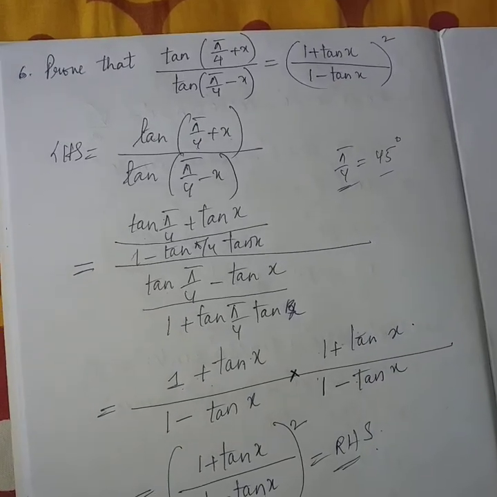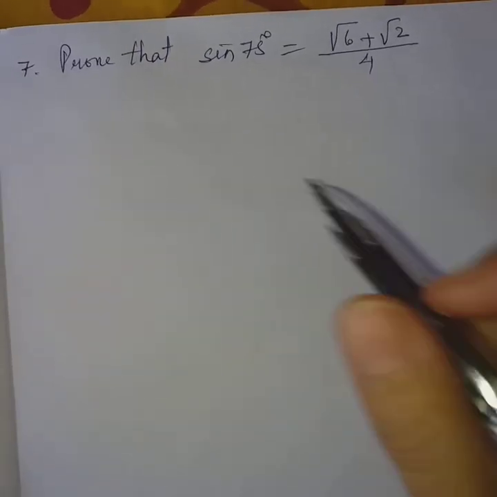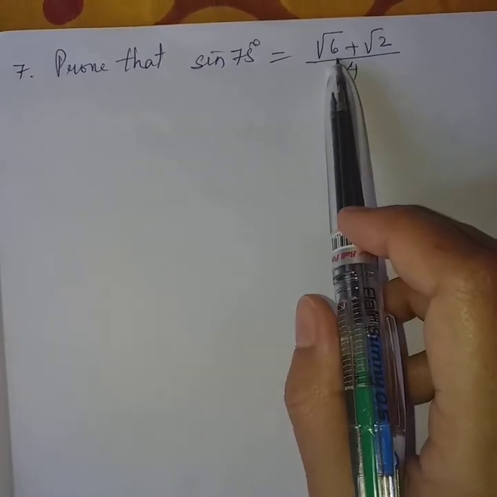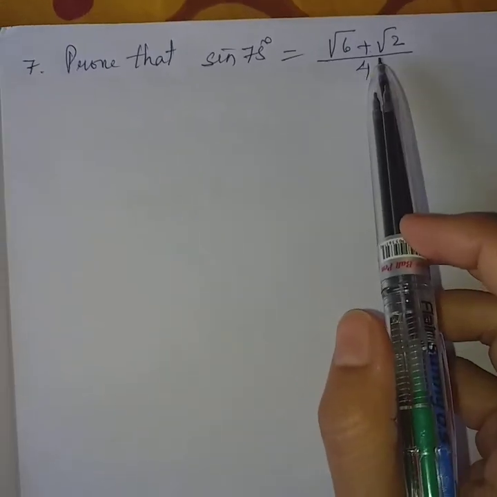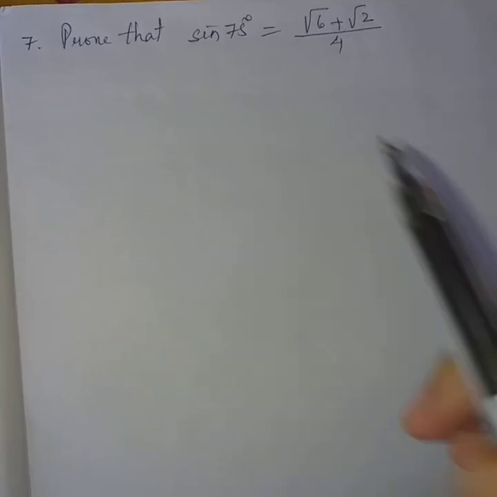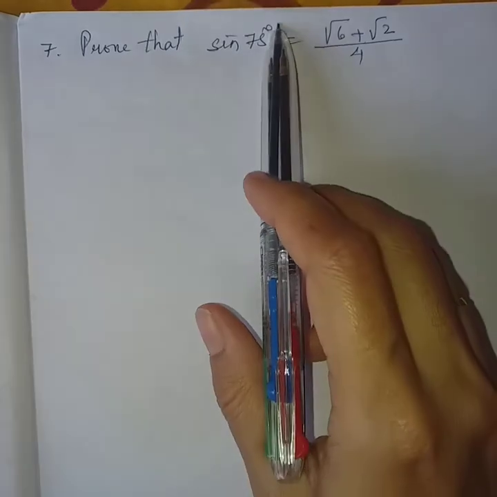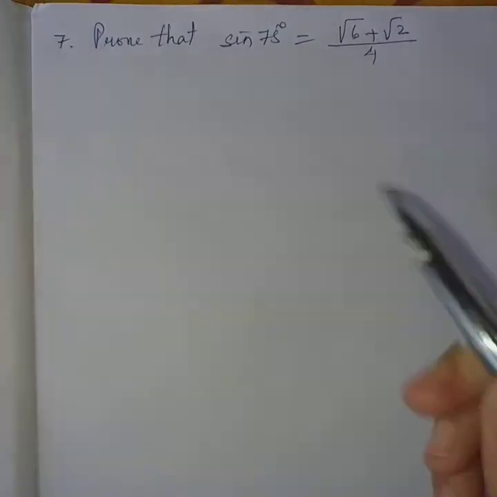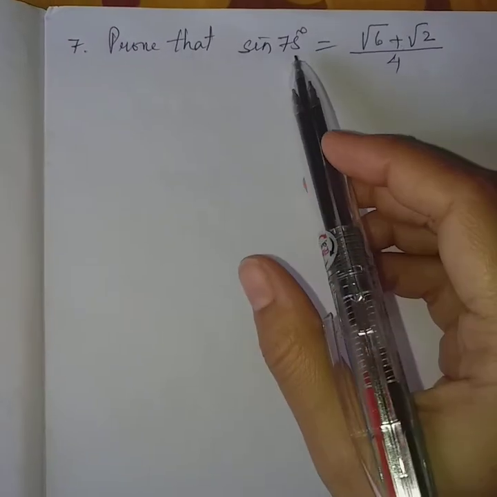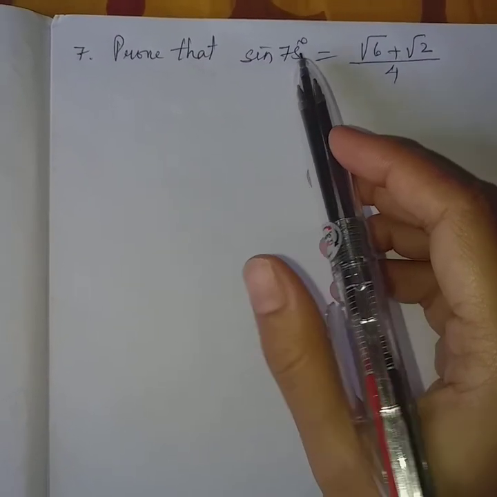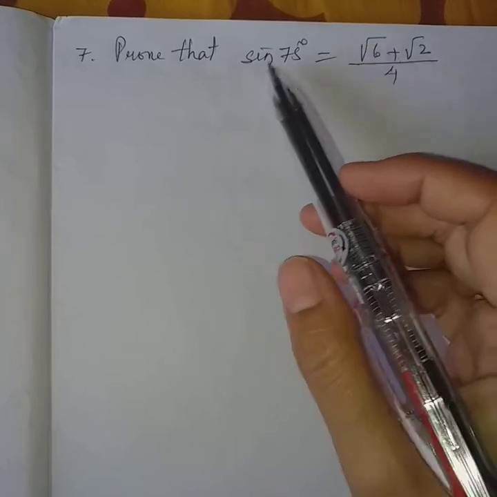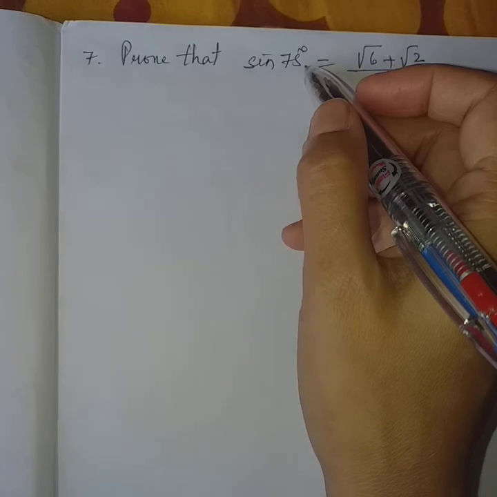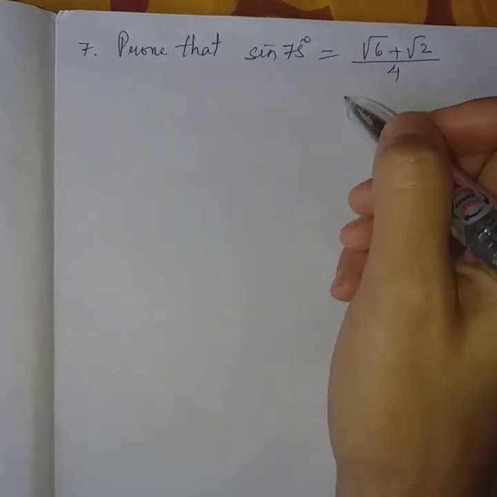So let us see another problem. Next is prove that sine of 75 degrees equals square root of 6 plus square root of 2 divided by 4. Now we see that in this case we don't know 75 degree. The value we have not memorized. We don't deal with 75 degree usually. So we have to express this 75 degree either as the sum of two angles or the difference of two angles. Now we see 75 can be written as 30 degree plus 45 degree.